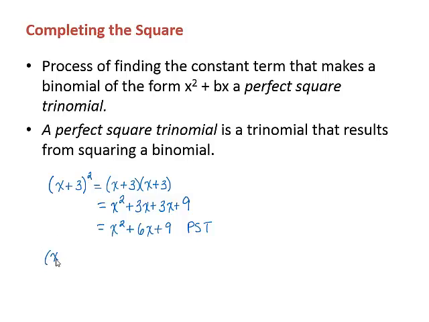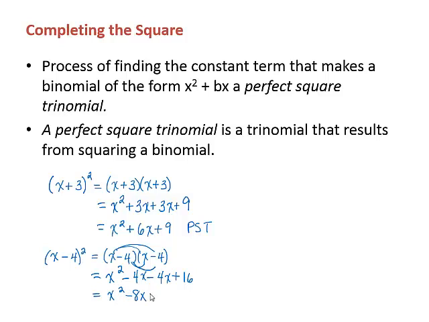Looking at one more illustration, (x minus 4) squared is (x minus 4) times (x minus 4). Multiplying this out, x times x is x squared. x times negative 4 is negative 4x, minus 4x, and negative 4 times negative 4 is plus 16. Simplifying, we get x squared minus 8x plus 16. Again, another example of a perfect square trinomial.